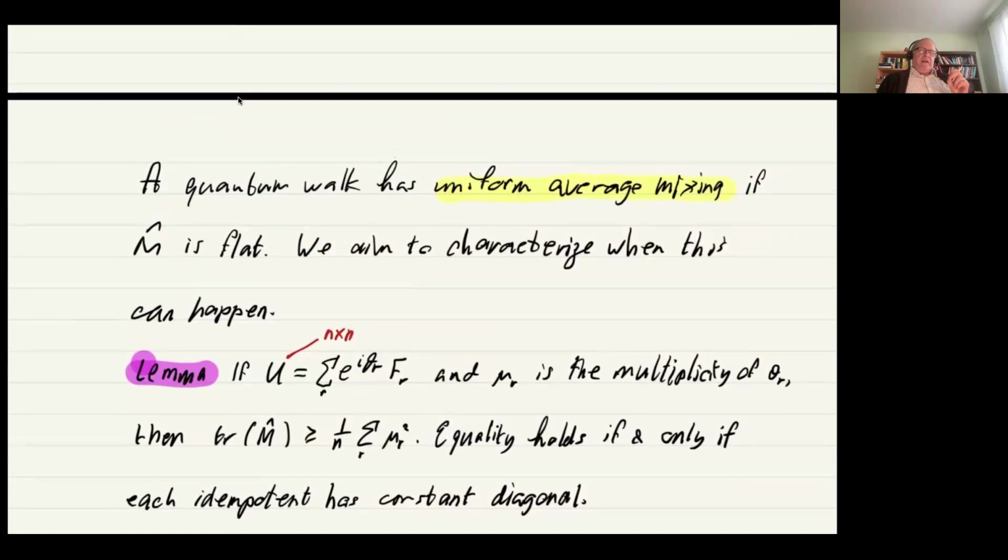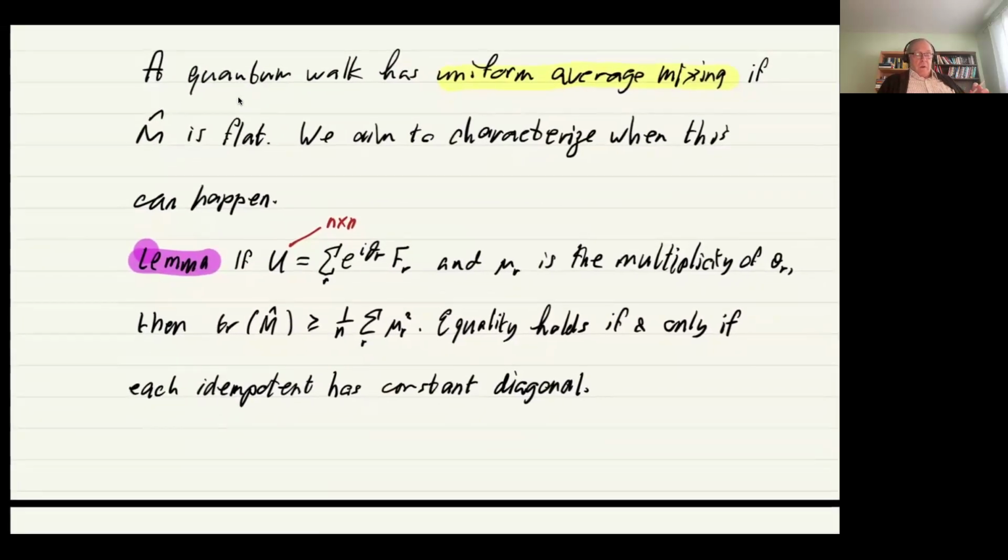Now, in the continuous case, which you'll have all forgotten, we proved that if the average mixing matrix is flat, then the graph is either K1 or K2. So there wasn't much future in looking at average mixing matrix, uniform average mixing. In the discrete case, that is no longer true, although we're far from understanding or even having a good supply of examples. So I'll start with the following lemma.